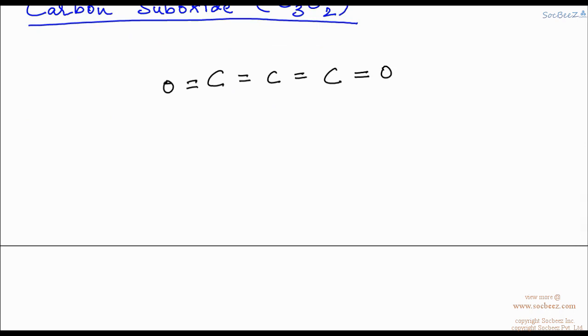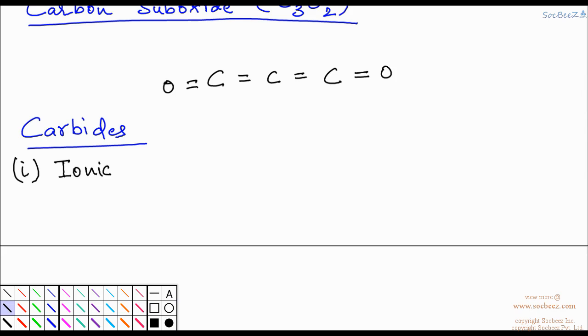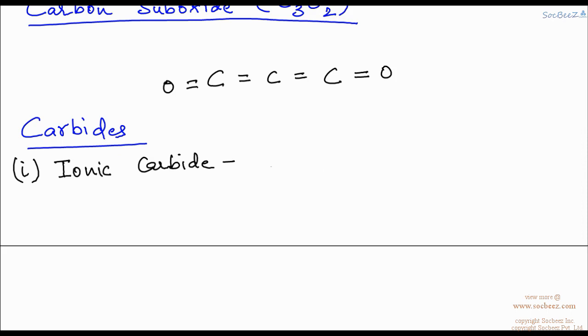Now the next compound which we will see is carbides. Now there are three types of carbides. One is ionic carbide. The example is like Al4C3.